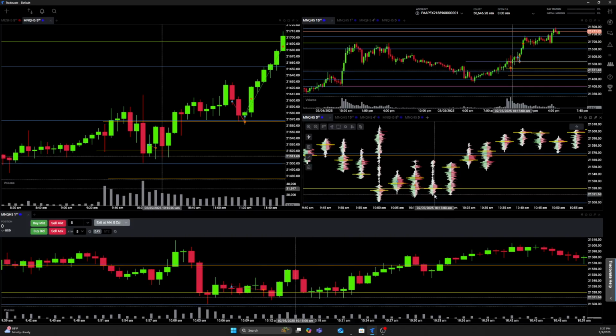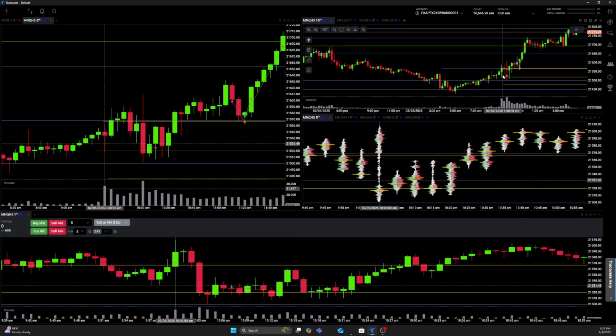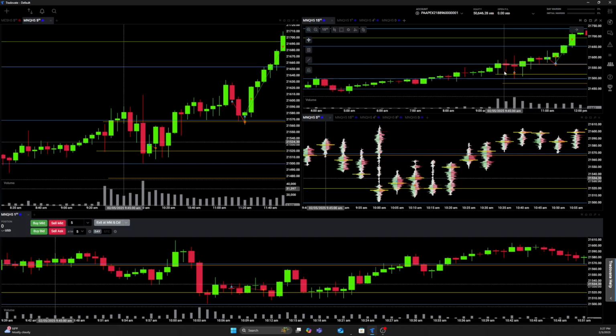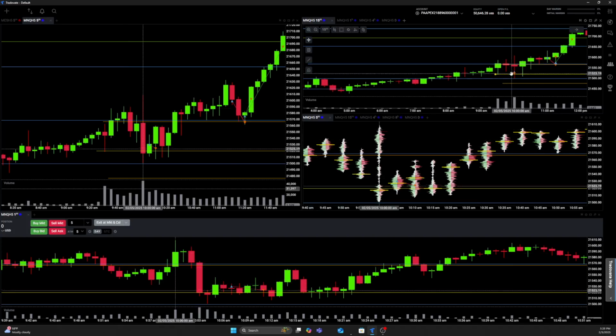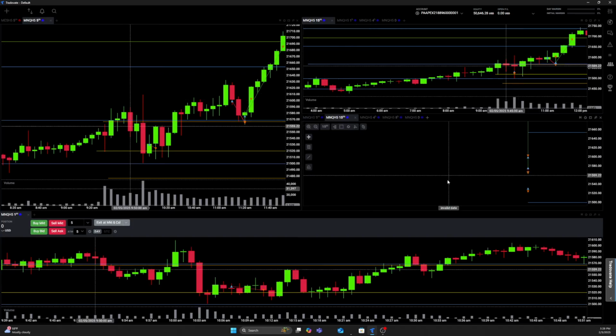Another thing to pay attention to here is the 15-minute. We held that 15-minute. Let's look at the 15-minute volume profile of that.